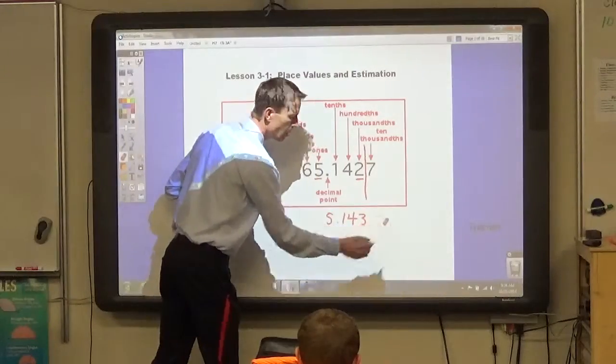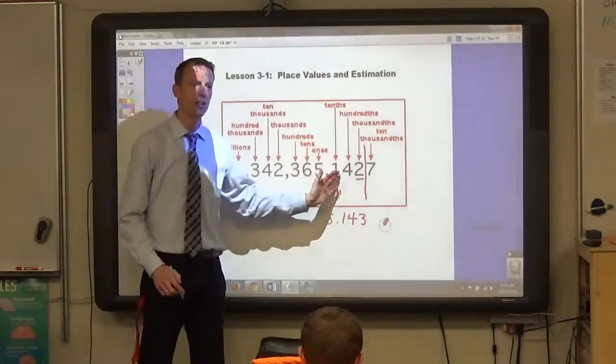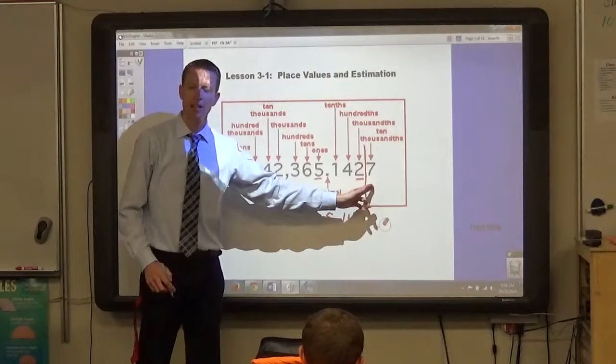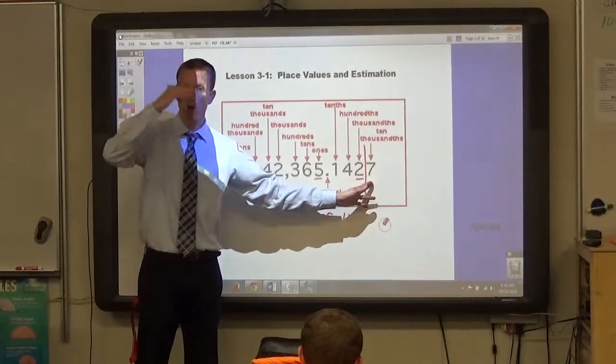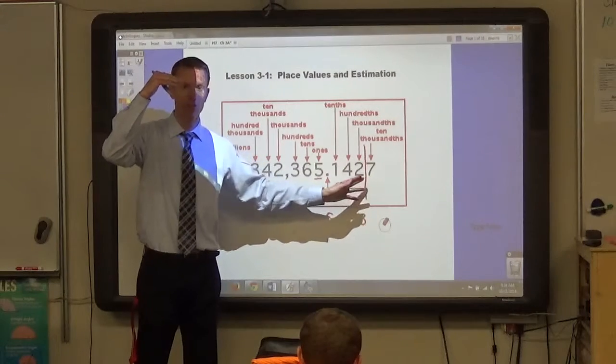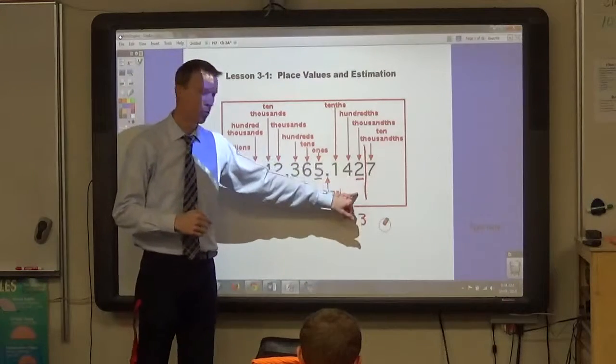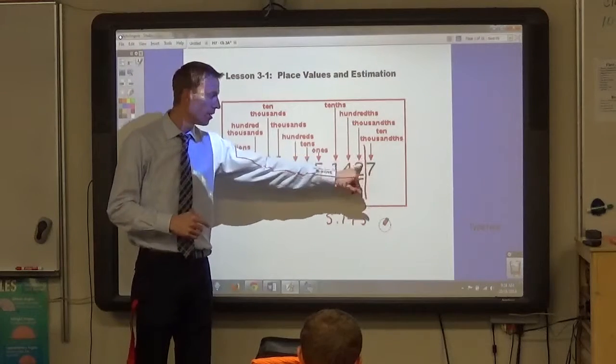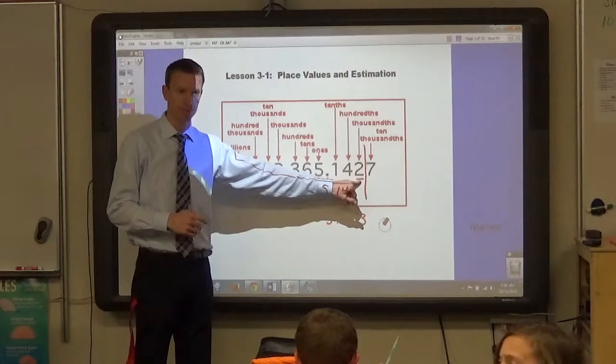All right? So, to review, when you're rounding, look at the place to the right. If it's 5 or more, you generally round that up. If it's 4 or less, you round it down, meaning that you would leave this number the same.